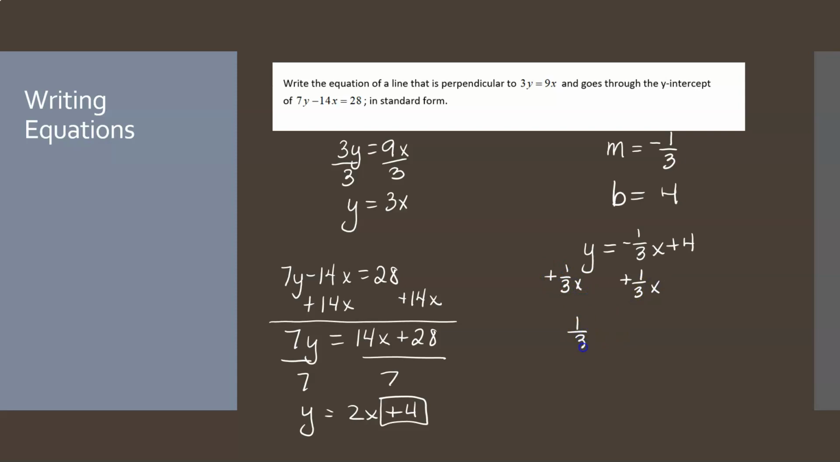So I have 1/3 x plus y equals 4. We know we can't have fractions. That's a no-no in standard form, so we're going to get rid of that by multiplying everything by that denominator. So I have x plus 3y equals 12. There you go.